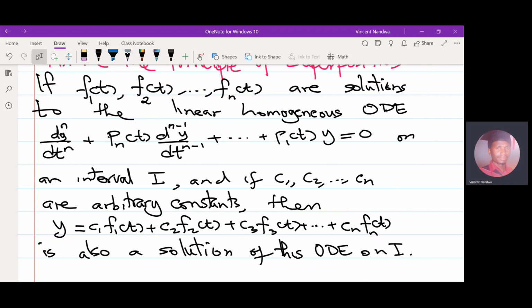So that means that if we have n functions which satisfy a homogeneous linear ODE, then if you get the linear combination of all those functions, you will also get a solution of the same ODE.